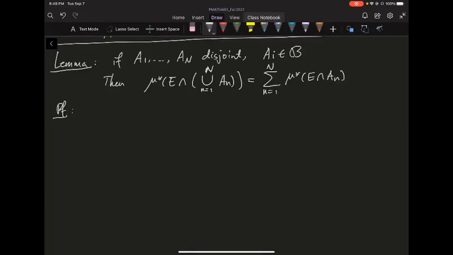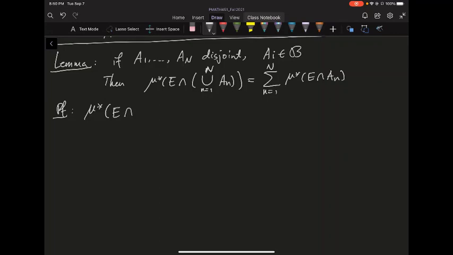Let's get started. Before I move into proving this B is actually a sigma algebra, let's first show a little lemma. I want to show that if I have finitely many disjoint sets inside this algebra B, then the mu star of E intersect their union is actually equal to the sum of the mu star of E intersect each one of them. Again, because I only care about finitely many of these A_n, it suffices to show just two of them. So let's consider what happens when you have two.